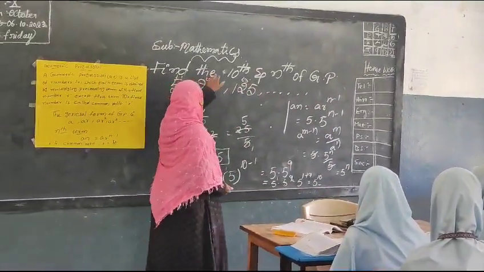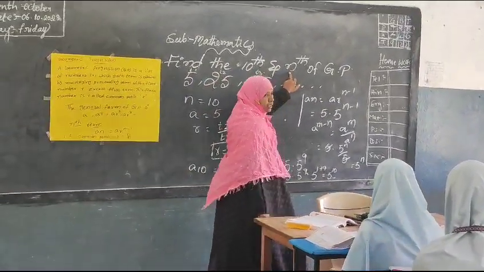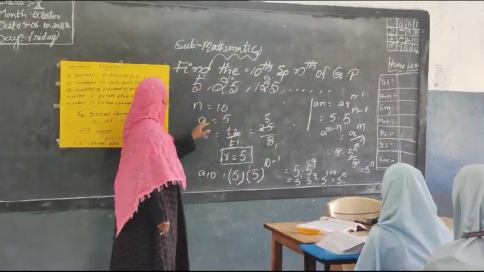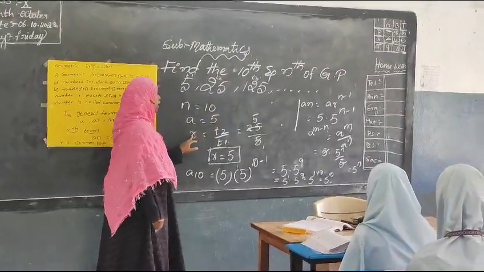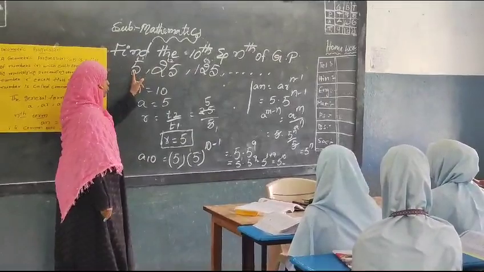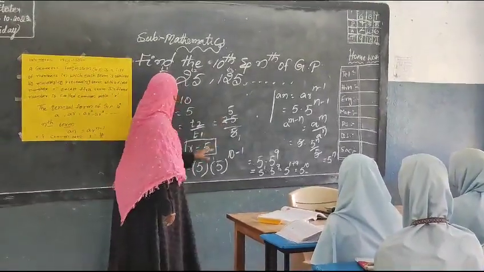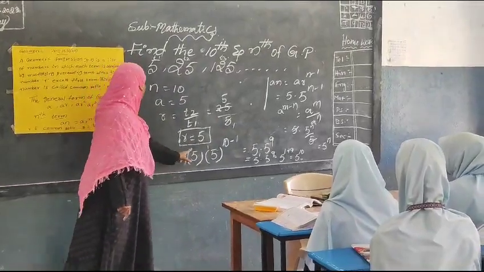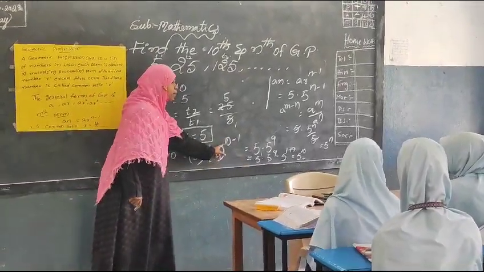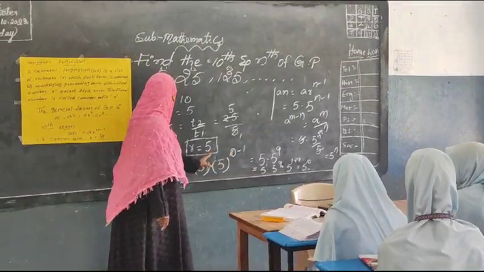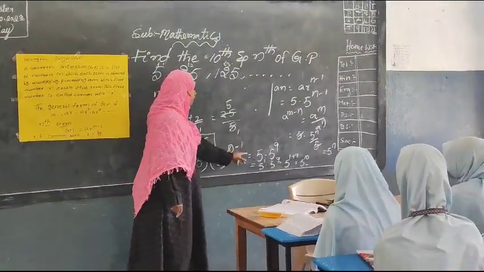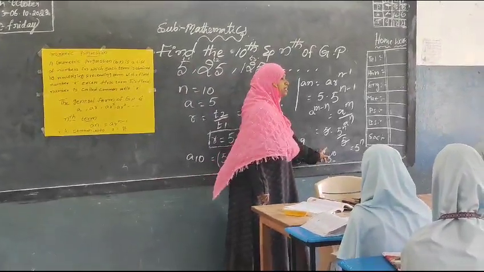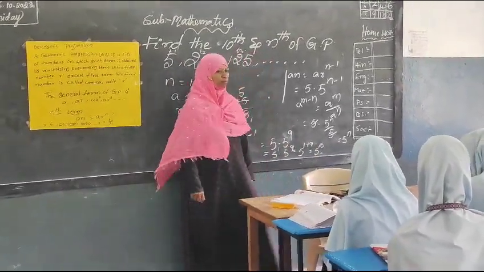To summarize, for the 10th term, n is equal to 10, a is equal to 5, and the common ratio is the second term by the first term, 25 divided by 5, so r is equal to 5. Then a10 is equal to a into r power n minus 1, which is 5 into 5 power 9. If the bases are equal, the powers will be added, so 5 power 1 plus 9 is equal to 5 power 10. Thank you.